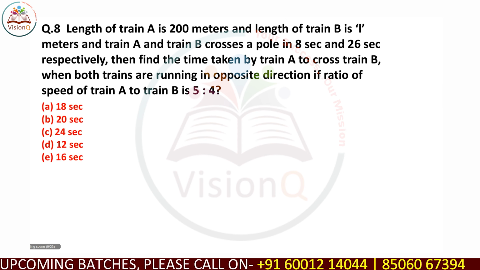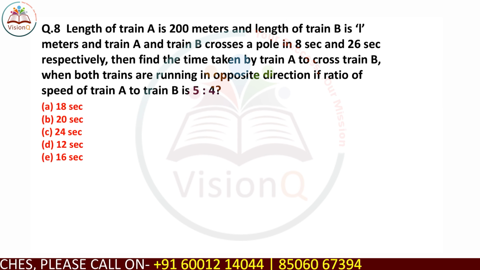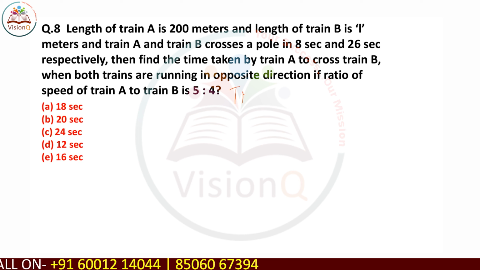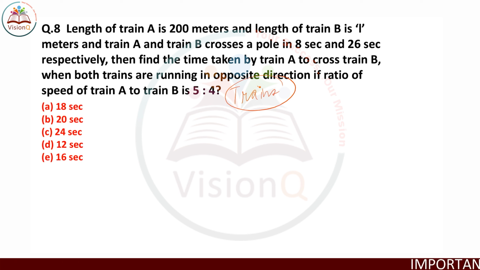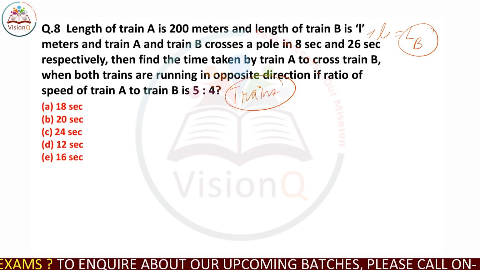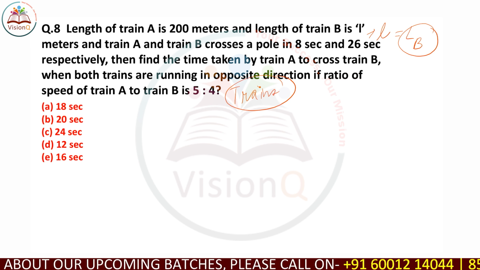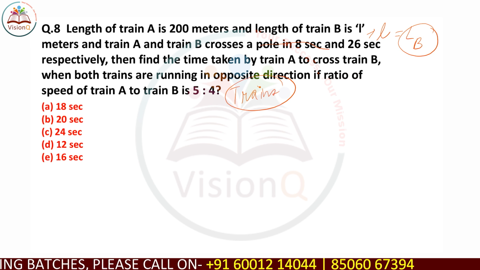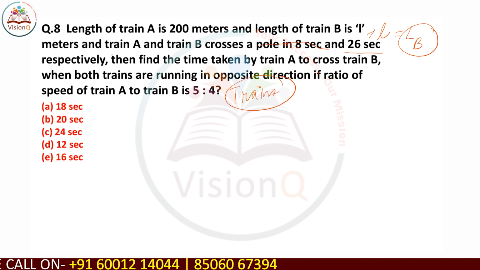Next in front of you is a question on the topic of trains. It says that the length of train A is 200 meters and the length of train B is L meters. This L is a variable. I need to find out the value of L, that is, the length of train B. Train A and train B cross a pole in 8 seconds and 26 seconds respectively.